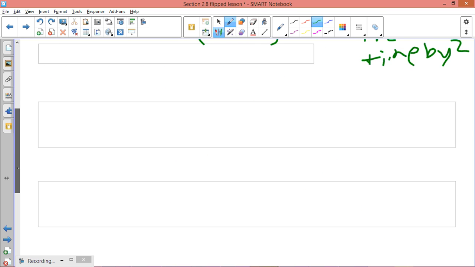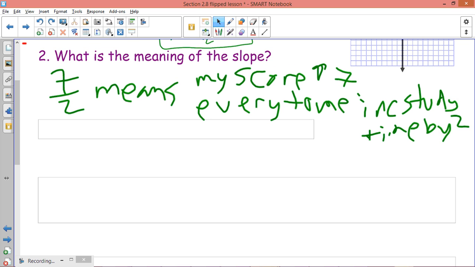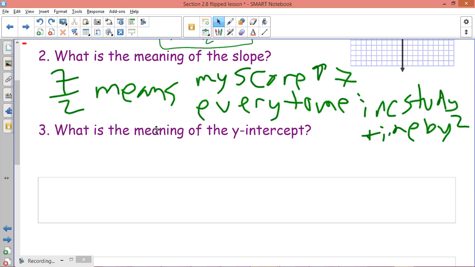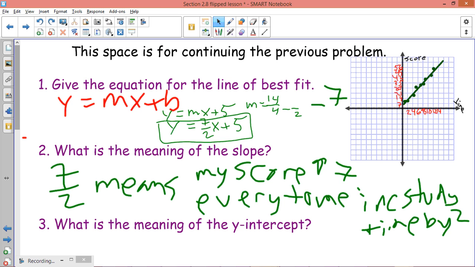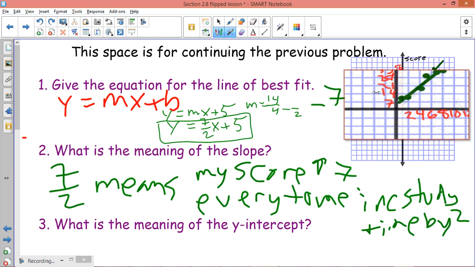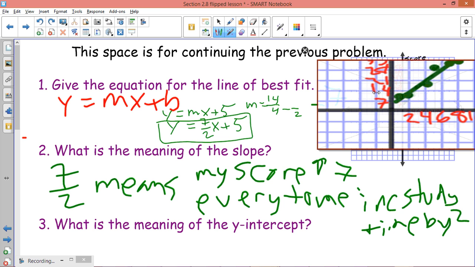Okay, now we're going to do a couple more questions and then we're done. What is the meaning of the y-intercept? Again, think about what the y-intercept means. It is the point, let's see if I can blow this up just a little bit, where your line crosses the y-axis. Okay? It looks like, as we have guessed it to be, it's about 5.